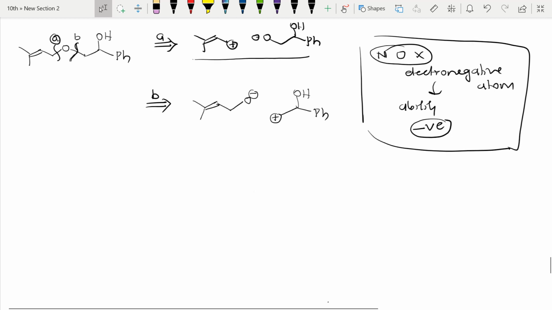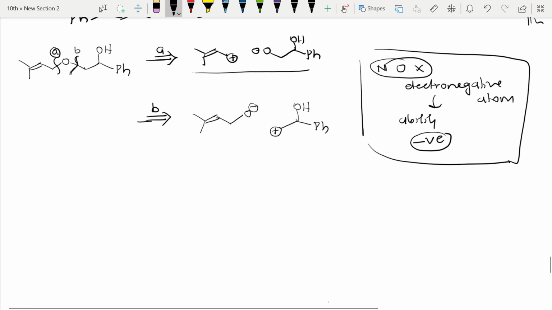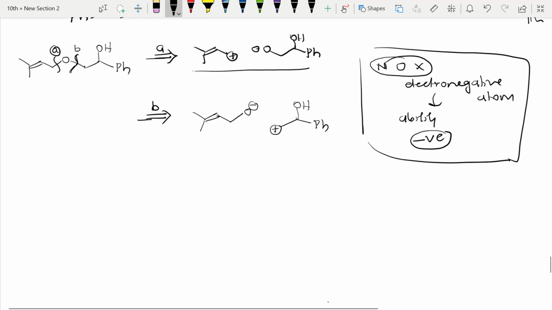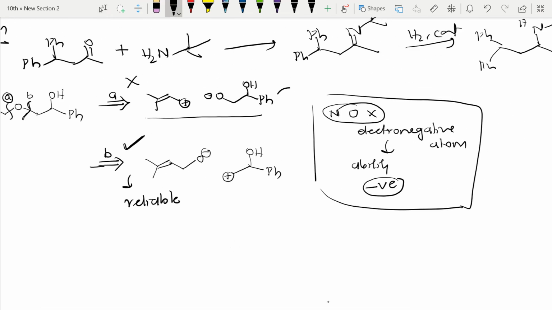You may ask, here I have got A and here I have got B. Which disconnection is good? I will tell you A disconnection is bad and this B disconnection is good because it is reliable. Why sir? Because in case of A, this is A I am writing. Instead of writing O negative, can I write OH? Here two OH groups are there.